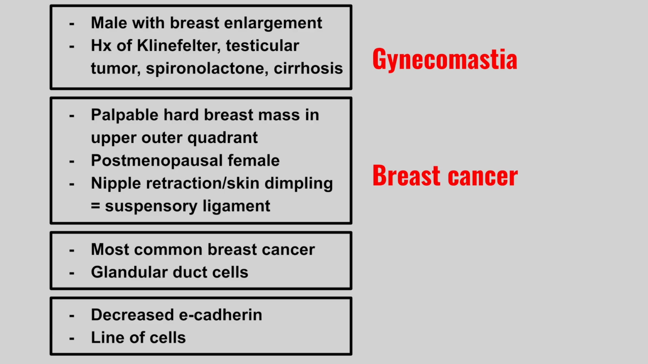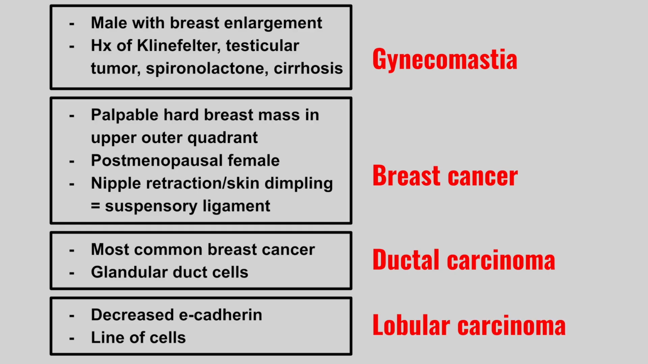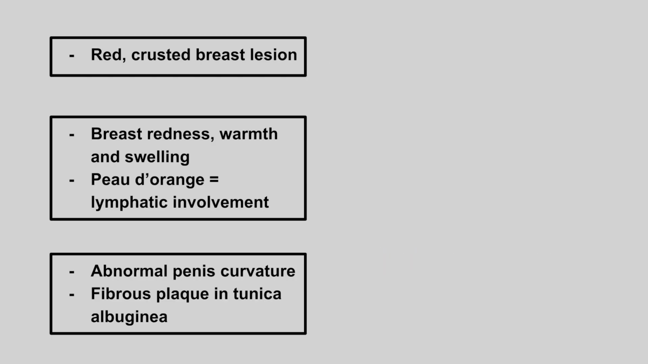The first one is going to be the most common type of breast cancer, and we see glandular duct cells on histology. This is ductal carcinoma. This is often compared to the next one where we see decreased E-cadherin and we see lines of cells on histology. And this is lobular carcinoma. I just remember L for line and L for lobular to help me remember this one. Next, we have a red crusted breast lesion.